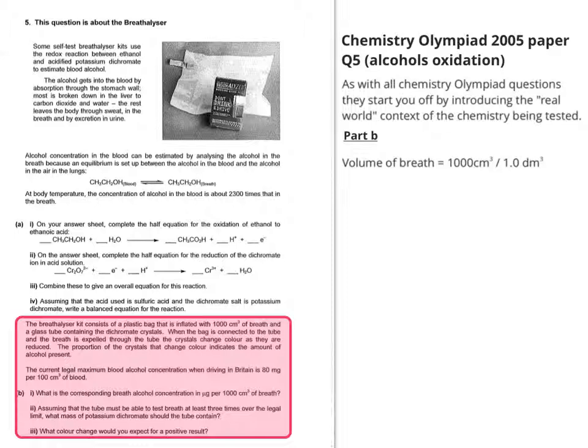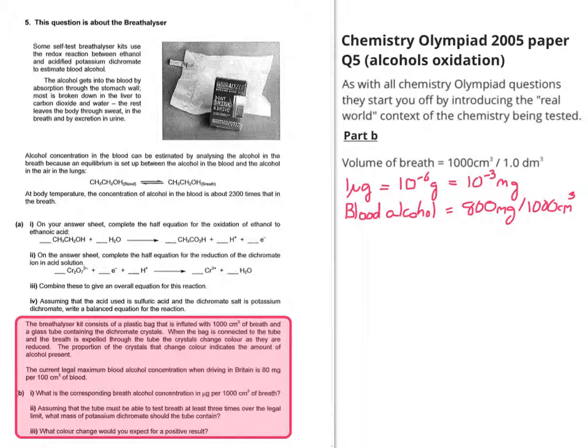So the current legal maximum blood alcohol concentration when driving in Britain is 80 milligrams per 100 centimetres cubed of blood. So what they want is the corresponding breath alcohol concentration in micrograms per 100 centimetres cubed of breath. So just to check our conversions, 1 microgram is a millionth of a gram, which is obviously a 1,000th of a milligram. Now if you have 80 milligrams per 100 centimetres cubed of blood, that would equate to 800 milligrams per 1,000 centimetres cubed of blood.